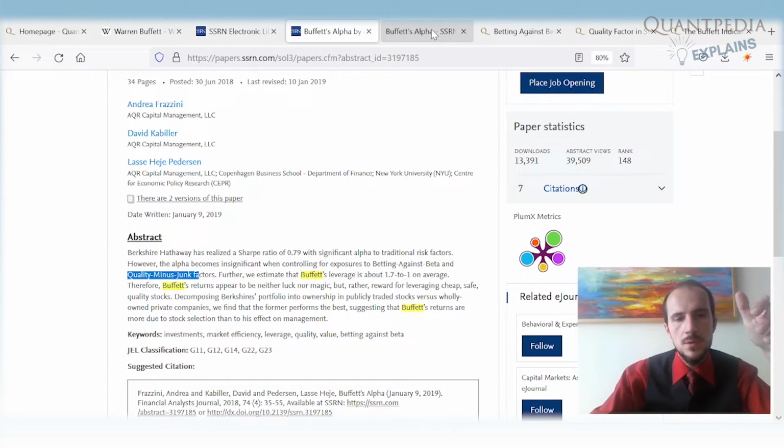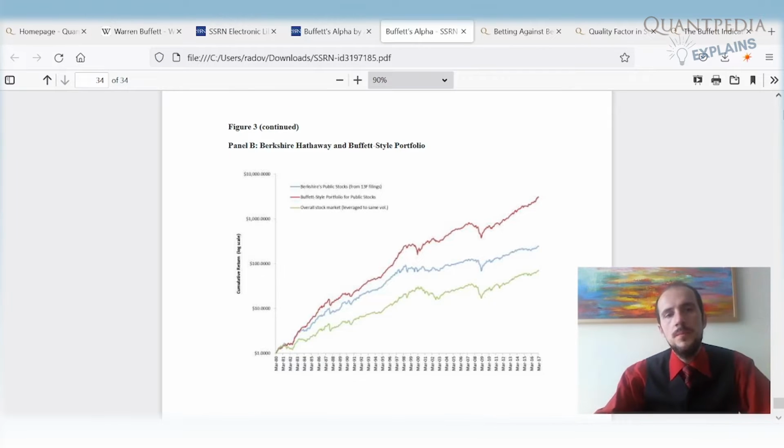Let's open the paper to see what the chart looks like. When we take a look at the paper, we can see the performance of Berkshire Hathaway's public stocks. The performance of the stocks that we know from the 13F filings is the blue line. We have the performance of the overall stock market, the green line, so we see that Warren Buffett's portfolio clearly outperforms the public market. And then we have a Buffett style portfolio for public stocks. It's a portfolio that tries to mimic the factor performance or factor loading of Warren Buffett's stocks. So it's a portfolio that holds high quality stocks with a low beta to the overall market. What we can see is that the correlation between the red curve and the blue curve is nearly the same, and also the red curve outperforms the blue curve.